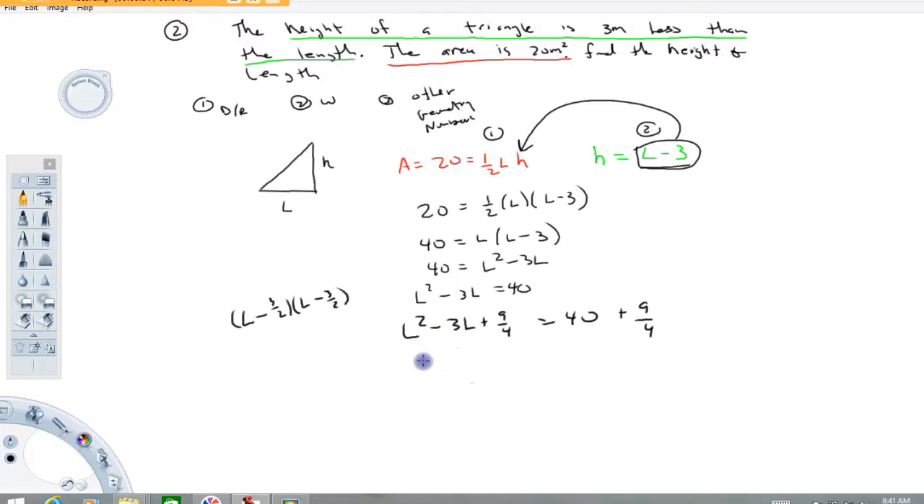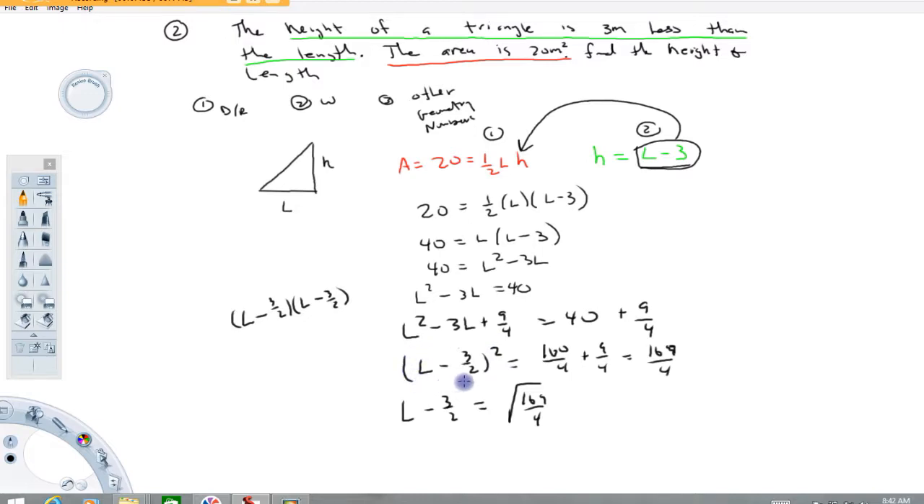All right, so this now, I have designed it to equal L minus 3 halves, the quantity squared. The right-hand side is 40 plus 9/4. And I think what I'll do here is combine those into a fraction. That would be 160 over 4 plus 9 over 4, which is 169/4. Sorry about that goofy 9. All right. Square rooting both sides. So L minus 3 halves is going to equal the square root of 169 over 4.